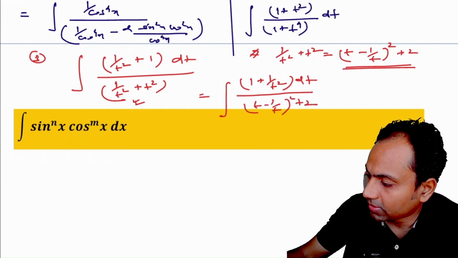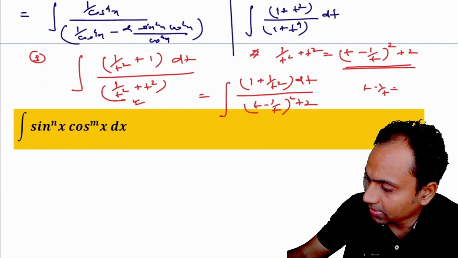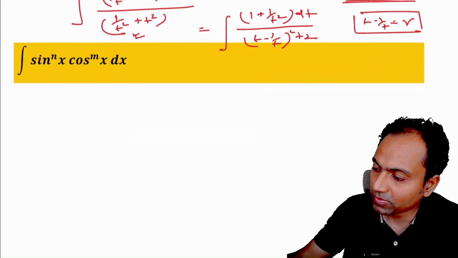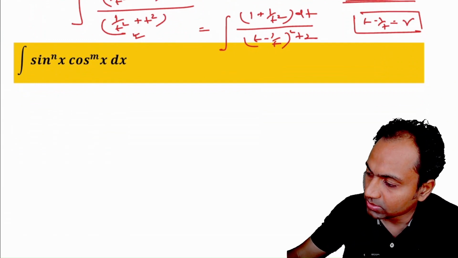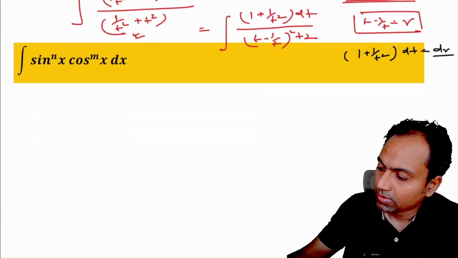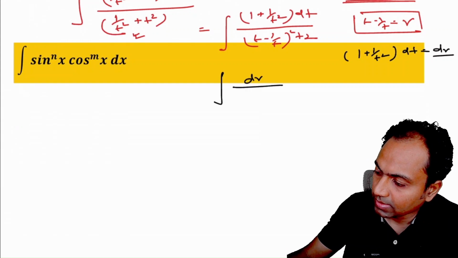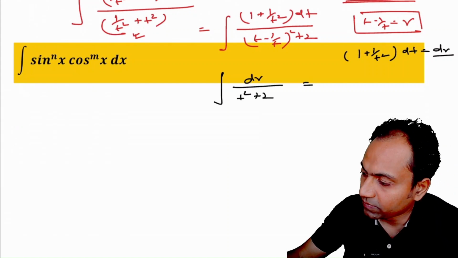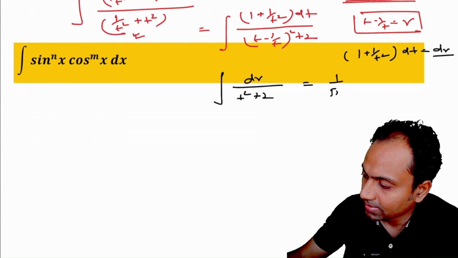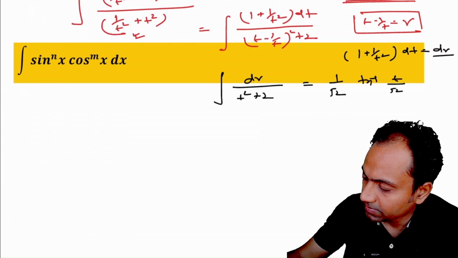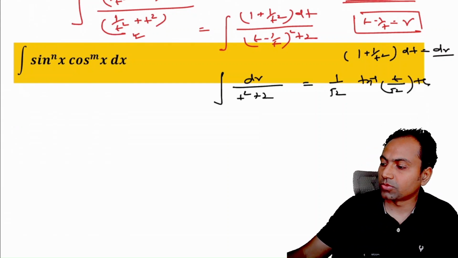And now here we can put t minus 1 by t as v. And this substitution will help us solve the question, because once you do that, now you can see that the derivative of this becomes (1 plus 1 by t square) dt. That is something given in the numerator, and then dv. So this becomes nothing but dv, and this becomes nothing but v square plus 2. And this integral you already know. The value of this integral is nothing but 1 by a tan inverse x by a.